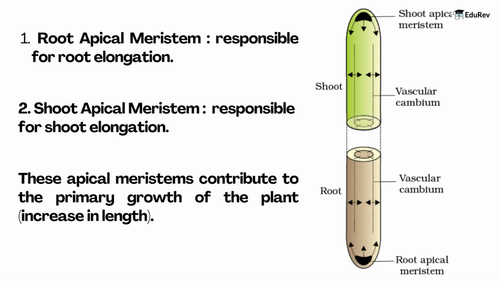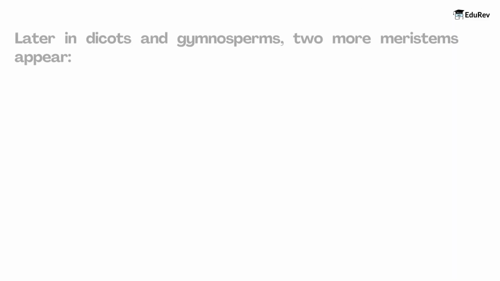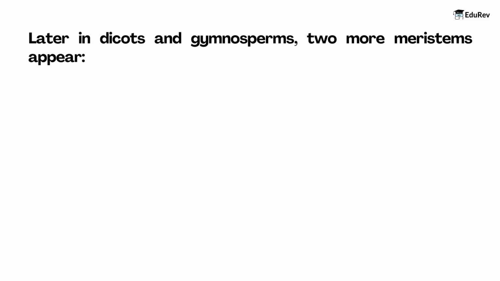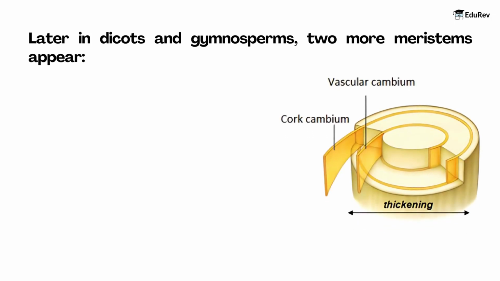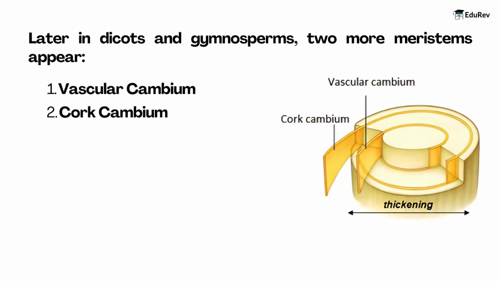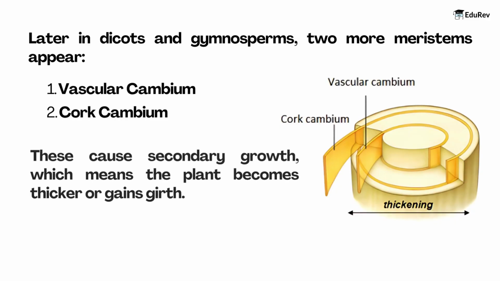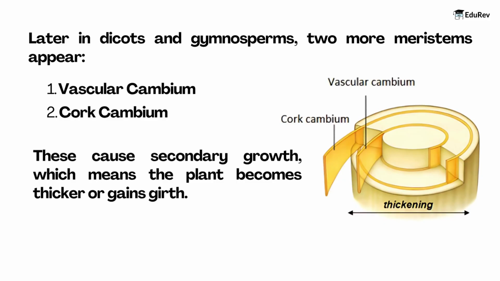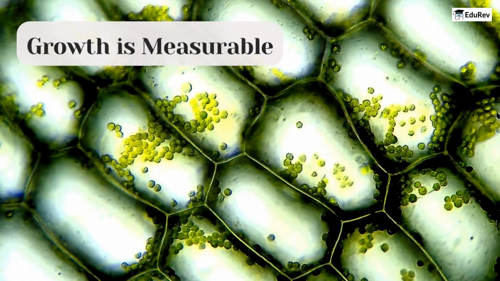Together, these two, the root and shoot apical meristems, carry out what we call primary growth. Primary growth results in an increase in the length of the plant, both above and below the ground. But as the plant matures, especially in dicots and gymnosperms, something more happens. Two additional types of meristems appear, the vascular cambium and the cork cambium. These are known as lateral meristems, and they are responsible for secondary growth. Unlike primary growth, which adds height or depth, secondary growth increases the thickness or girth of the plant stem and root.